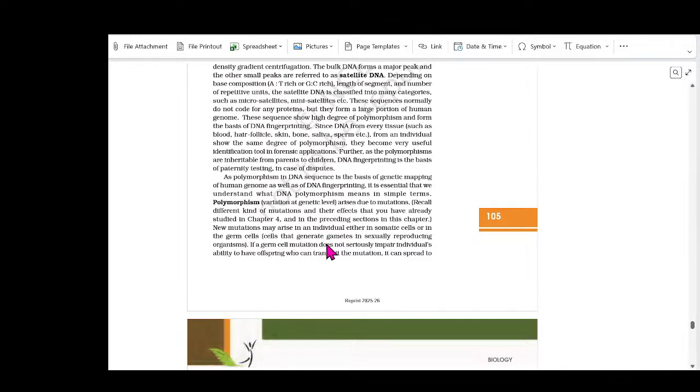If a germ cell mutation does not seriously impair an individual's ability to have offspring who can transmit the mutation, it can spread to other members of the population through sexual reproduction. Allelic sequence variation has traditionally been described as a DNA polymorphism if more than one variant or allele at a locus occurs in human population with a frequency greater than 0.01.